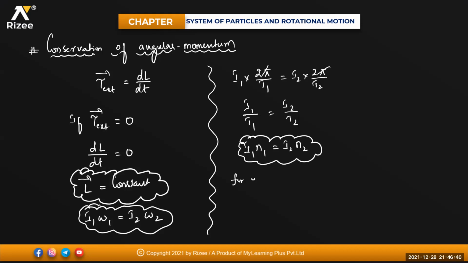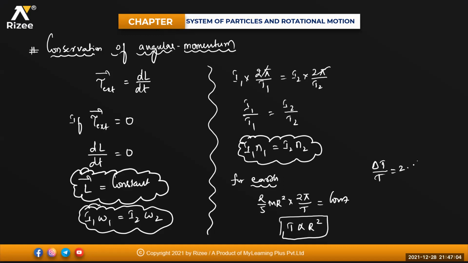See, for the Earth, if I am writing the moment of inertia, I is equal to 2 by 5 m r square, into the time period, 2 pi by T. That must be equal to a constant. That means the time period is directly proportional to r square. Okay, that means delta T by T will be equal to 2 times delta R by R. In percentage, delta T by T into 100 is equal to 2 into delta R by R into 100.